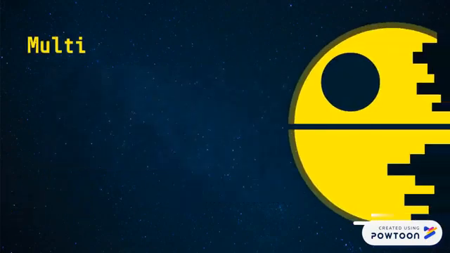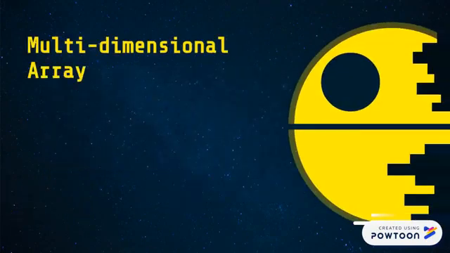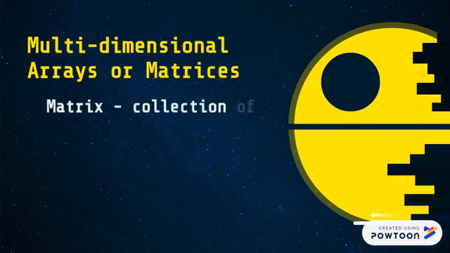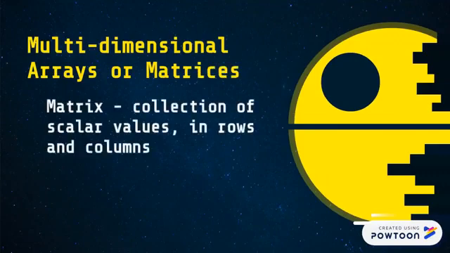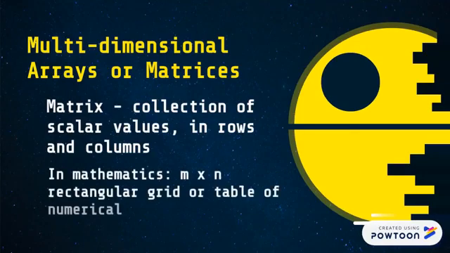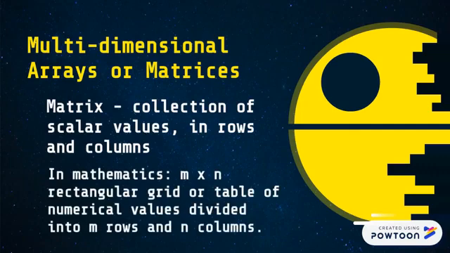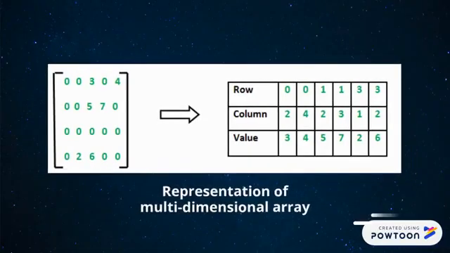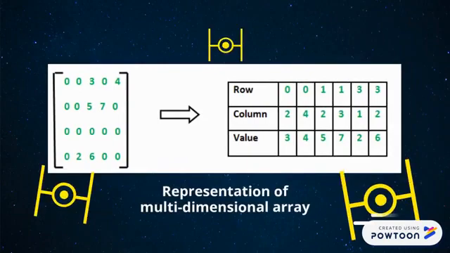There are also situations that demand multidimensional arrays or matrices. A matrix is a collection of scalar values arranged in rows and columns as a rectangular grid of a fixed size. In mathematics, a matrix is an m by n rectangular grid or table of numerical values divided into m rows and n columns. One real-life example is there are many balls in a box with different colors. Then, you need to arrange them by their color. Kindly look at the sample picture on the screen.